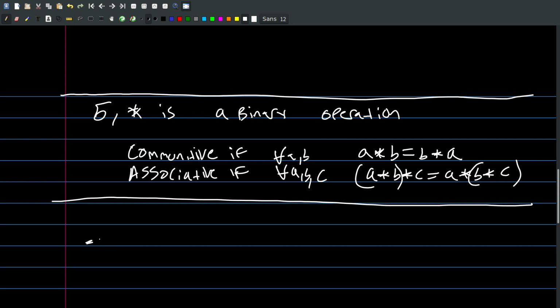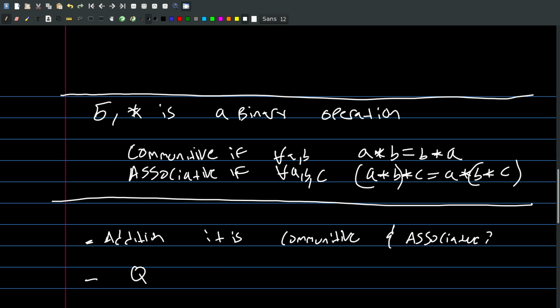And we have the case that under addition, it is commutative. It is commutative. And associative. And I want you to think of Q, the rationals, the reals, and the complex numbers. Are they commutative or associative under these operations? And think about that. You guys can discuss that. Okay.